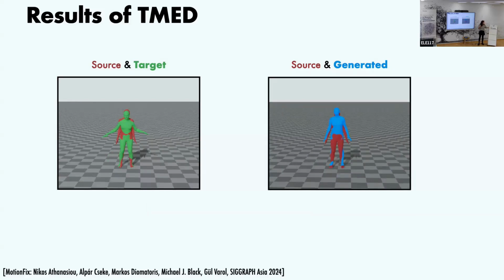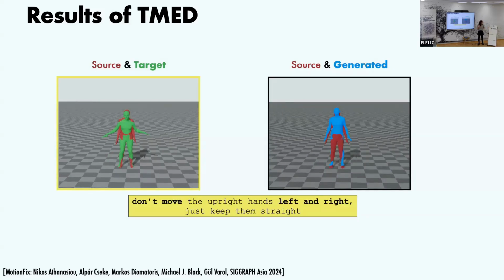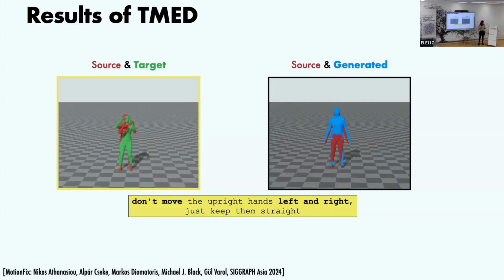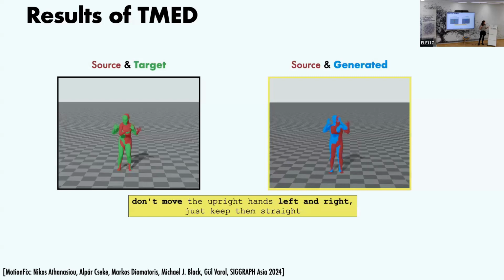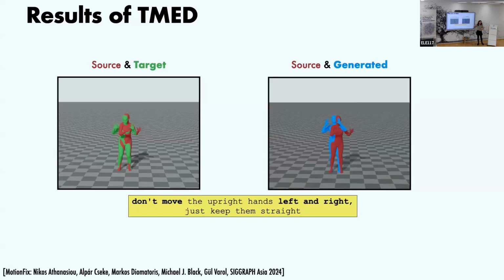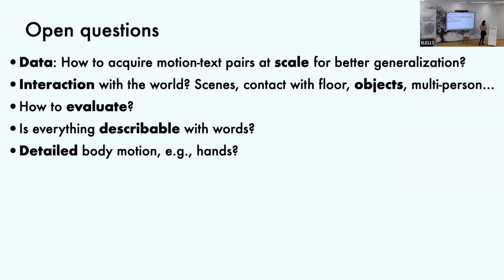Maybe 1 more. Don't move the upright hands left and right, just keep them straight. The blue one keeps them straight. It's a bit awkward. But with all that, to say that these are all new tasks, most of them introduce slightly different versions of these language and motion related tasks, but there is a lot to be done. This is just the beginning of it, especially on the data side.